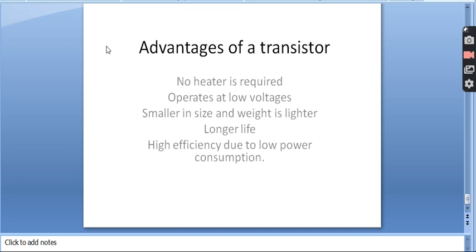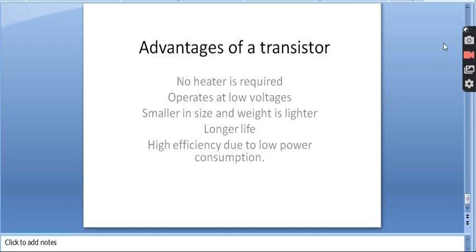The transistor advantages, when compared to vacuum tubes, are that no heater is required, so no warming time. It operates at low voltages, is small in size and lighter in weight. The lifetime of the transistor is high, and it has high efficiency due to low power consumption. So this is completely about the transistor.